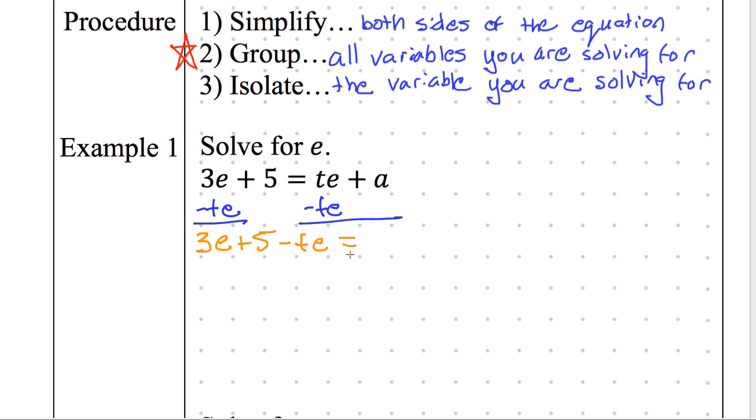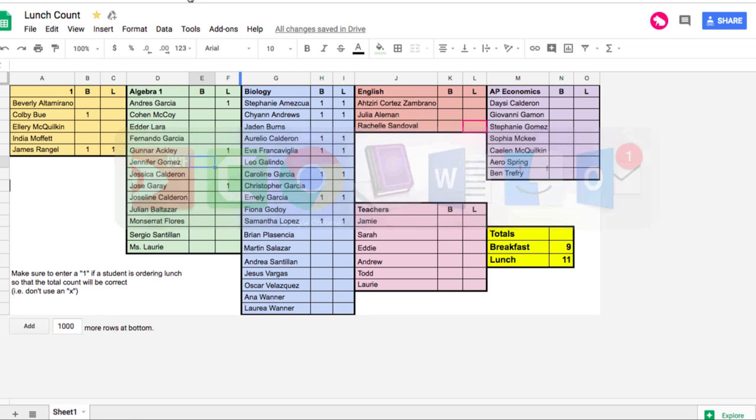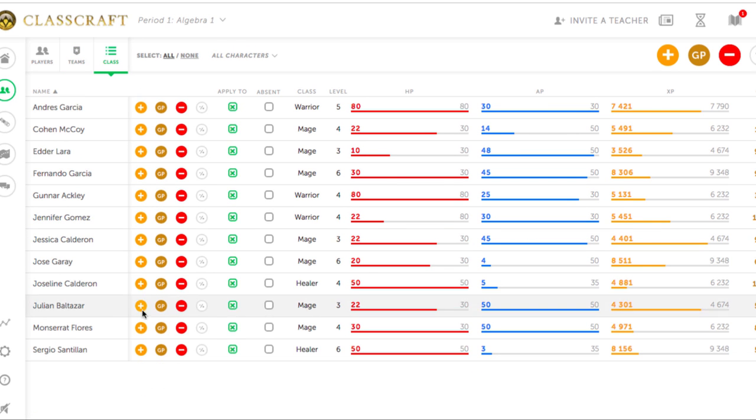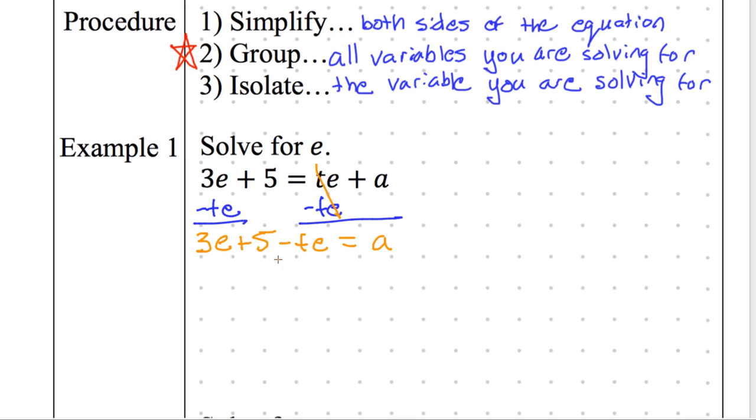I'm going to write my equal sign. And these te's and te's, they cancel themselves out on the right-hand side. I am just left with an a. So thank you, Sergio. Let's come over here to give, I want to go to class, Sergio, 50 XP.